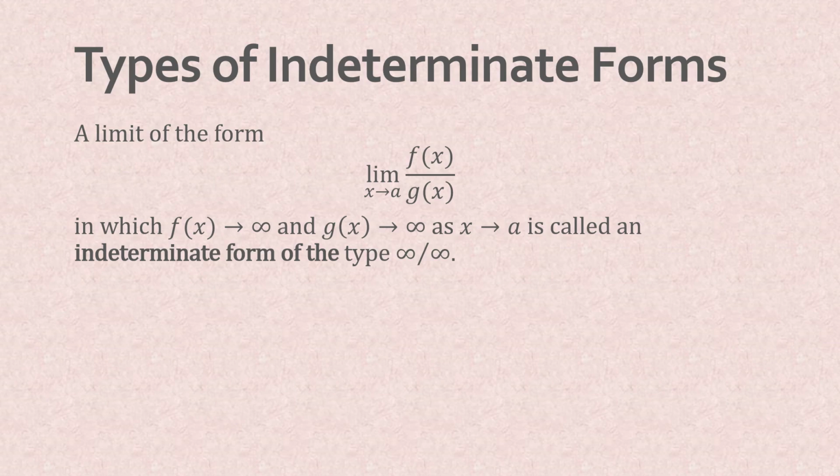Similarly, a limit of the form limit as x approaches a of f of x over g of x, in which f of x approaches infinity and g of x approaches infinity as x approaches a, is called an indeterminate form of the type infinity over infinity. Some examples of that are the limit as x approaches infinity of x over e to the x, which both go off to infinity, but for which the limit is 0, which we will show later, or even a more complicated limit, like the limit as x approaches 0 from the right of ln of x over cosecant of x, which gives you 0.